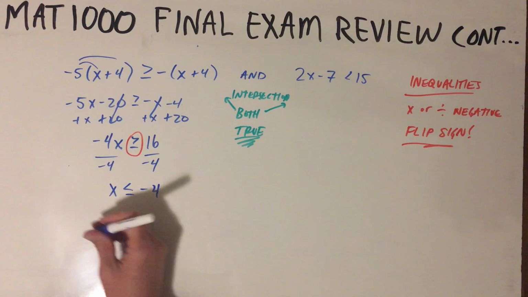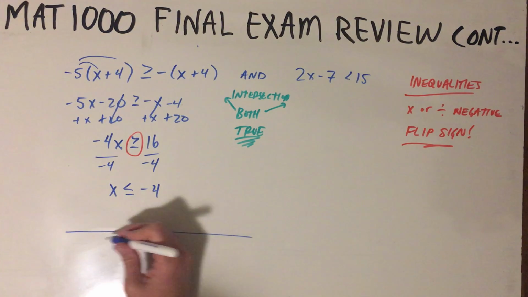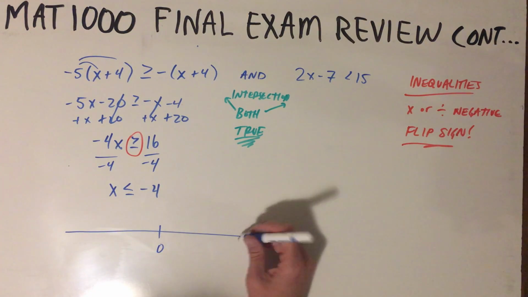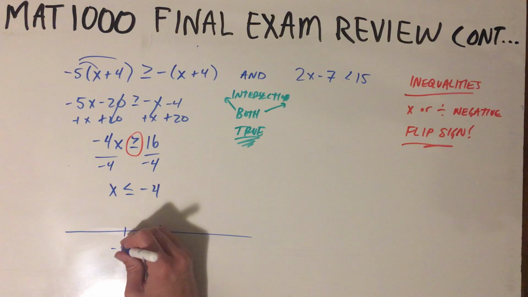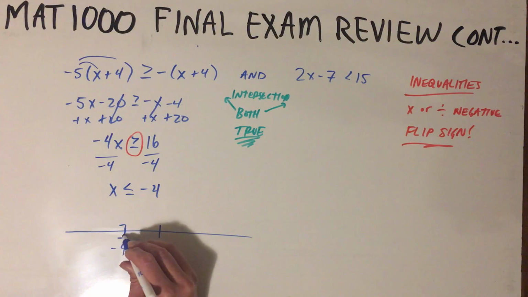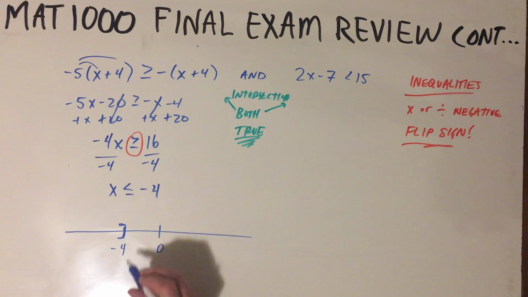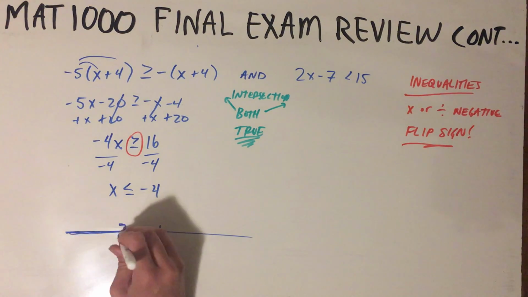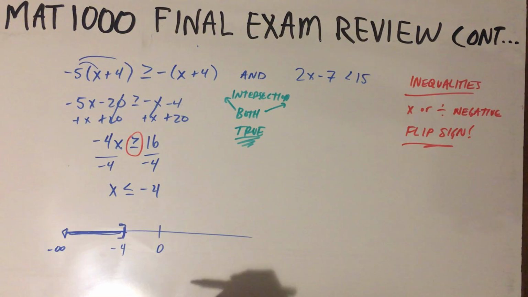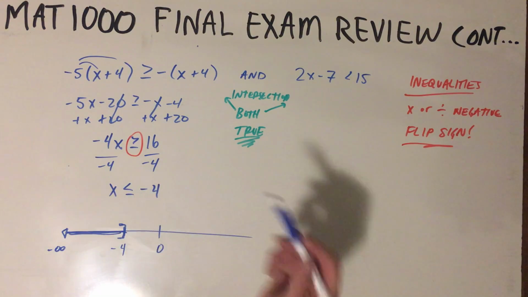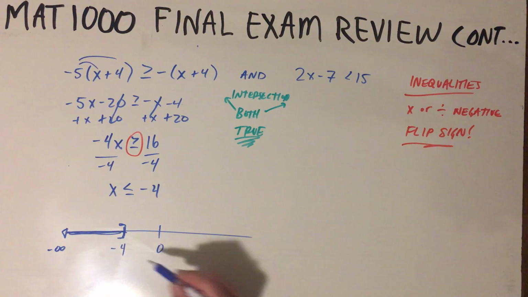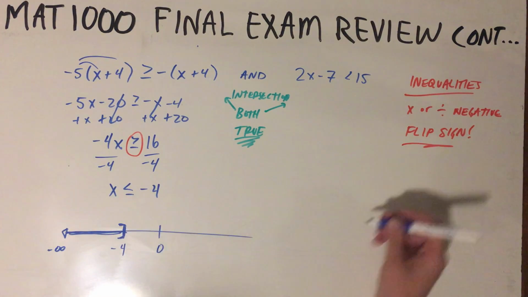Great. On a number line, what this looks like is we're talking about all the values including negative 4 and everything less than that. So we're looking at all of these values from negative infinity to negative 4. If I plugged in negative 5 is less than or equal to negative 4, true. If I plugged in negative 4 is less than or equal to negative 4, true. That's why this is a bracket, it's included.